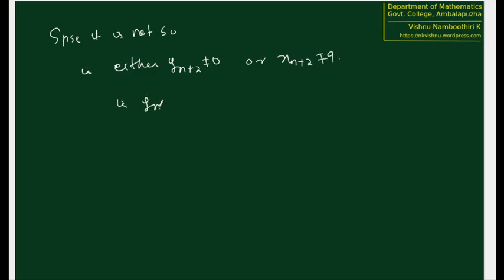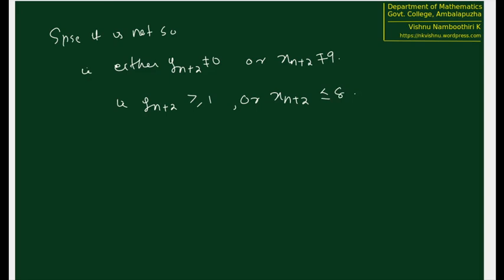So suppose that this is not so. That means either y_{n+2} is not equal to 0, or x_{n+2} is not equal to 9. That is, y_{n+2} is greater than or equal to 1, or x_{n+2} is less than or equal to 8. Suppose that this is the possibility we have.